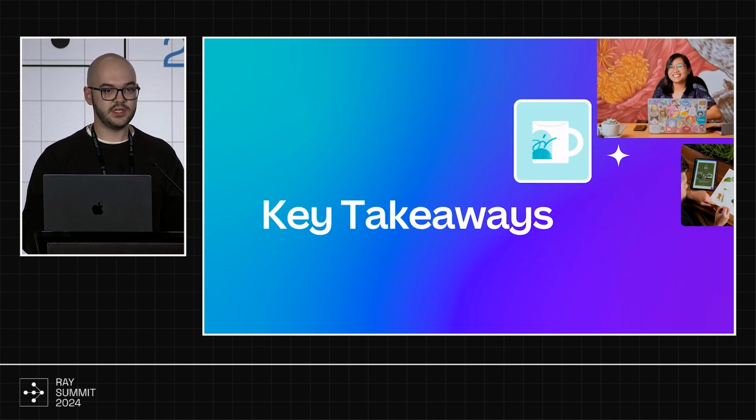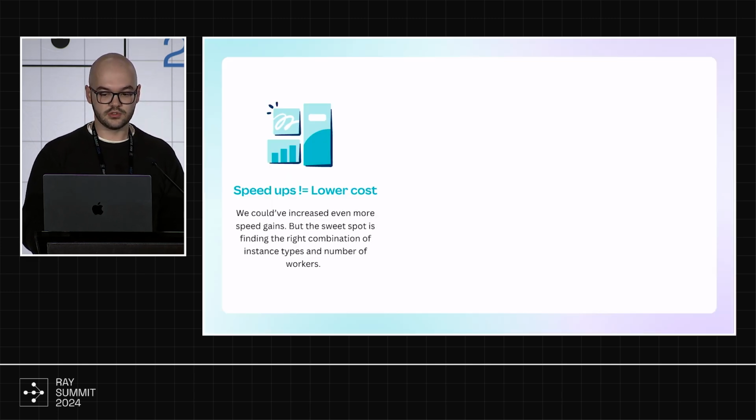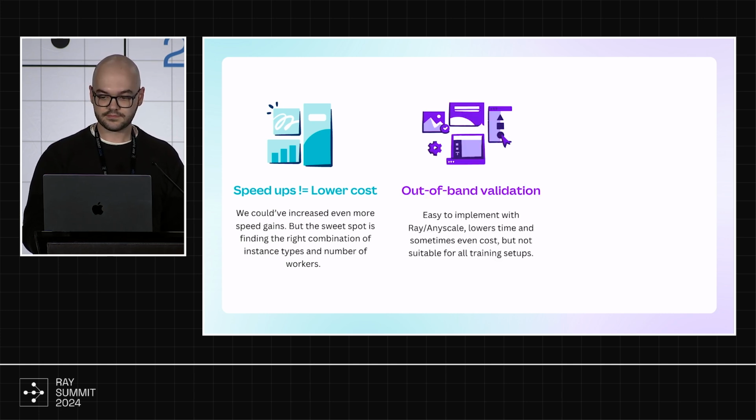And finally, looking back at today's talk by Kelly and I, here are some key takeaways. First up, speedups do not equal lower cost. It can be tempting to scale your training to a lot of distributed nodes because Ray makes it easy to do so. And let's be real, it's pretty cool to see a training job take up 40+ nodes. However, faster is not always cheaper. Oftentimes you need to try out different instance types and worker numbers to find out the optimal balance.